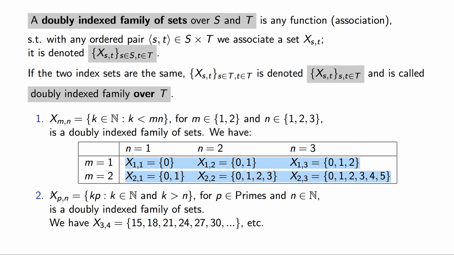Another example, the set X is indexed by indexes p and n. This is how it is defined, and I'm letting p be any prime number and n be any natural number. This is a doubly indexed family of sets, and one of its members, the member with indexes 3 and 4, consists of multiples of 3 starting from 15.